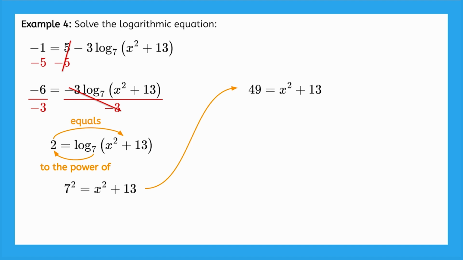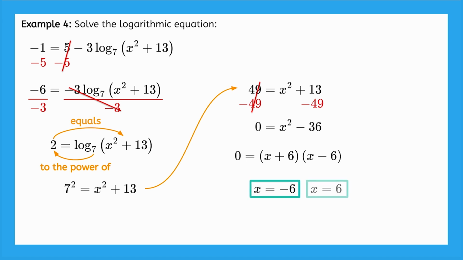To solve by factoring, we need one side to be 0, so let's subtract 49 on both sides. We get 0 equals x squared minus 36. This quadratic expression looks like a difference of squares, so we can factor it as x plus 6 times x minus 6, which makes the solutions x equals -6 and x equals 6.